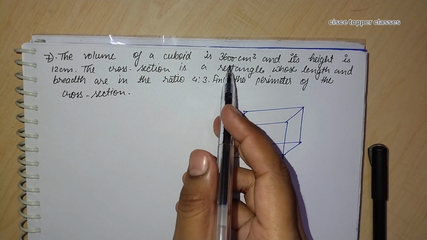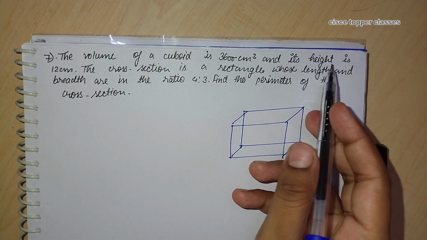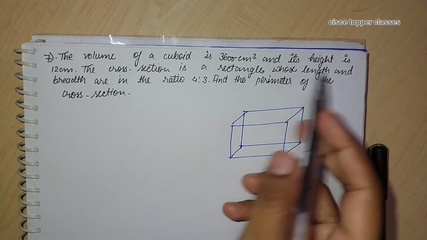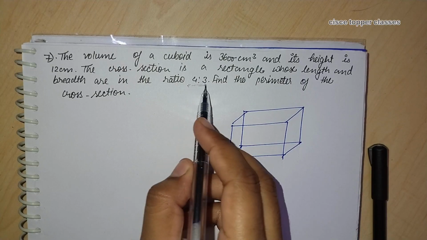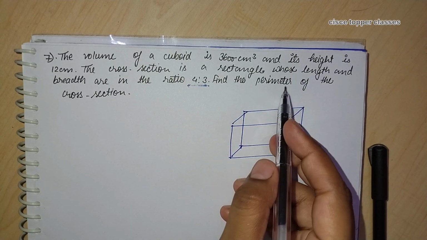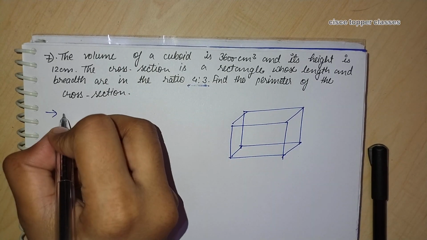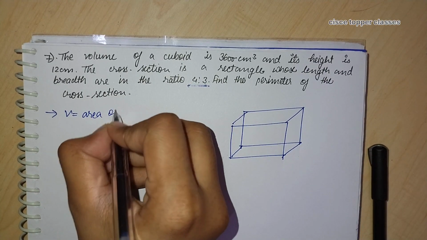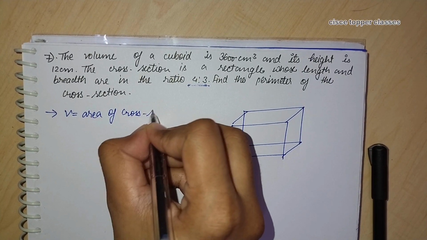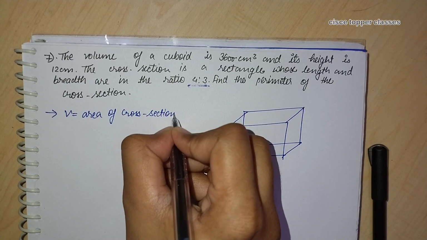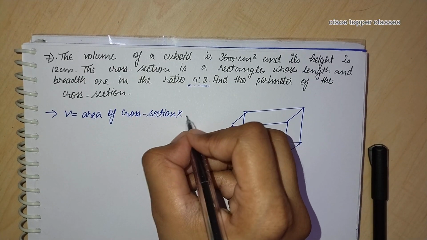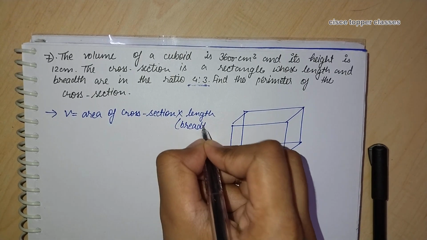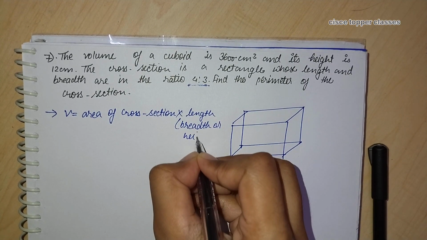The volume of a cuboid is 3600 centimeter cube and its height is 12 centimeter. The cross section is a rectangle whose length and breadth are in the ratio 4:3. Then find the perimeter of the cross section. So here we know the formula: volume is equal to area of the cross section of any cuboid or cube or any solid into length or breadth, which we have studied previously. So that formula only we are using here.